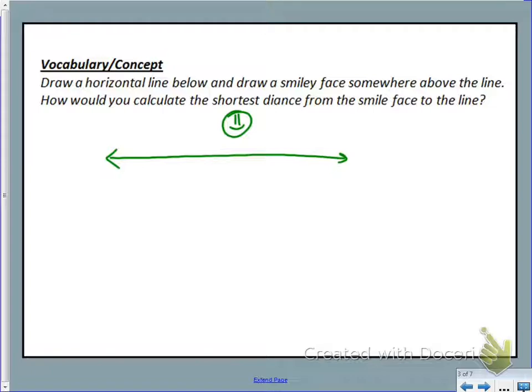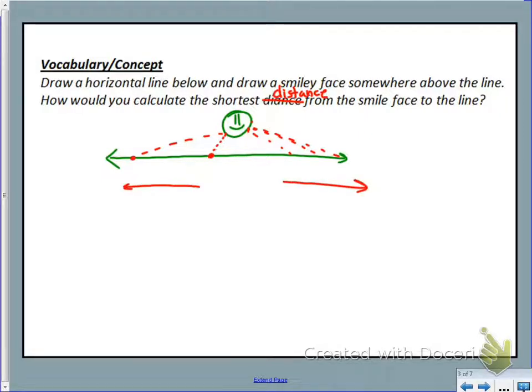How would you calculate the shortest distance from the smiley face to the line? Well, if you think about how far that smiley face is to the line on this point, that might be different from how far the smiley face is from the line on that point. So the reality is I could draw a line from that smiley face to an infinite number of points on that line. None of those are going to give the same distance. As I go further away from the smiley face, it's going to be a larger distance.